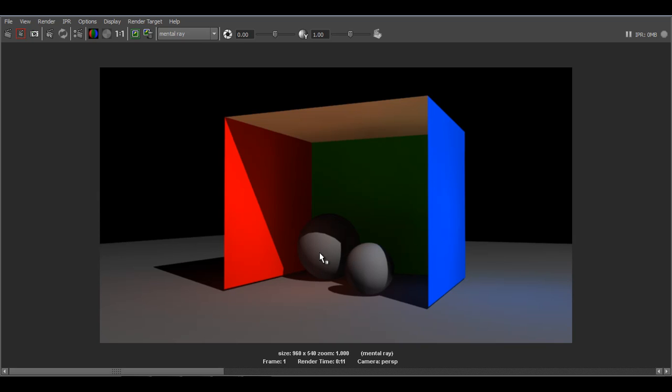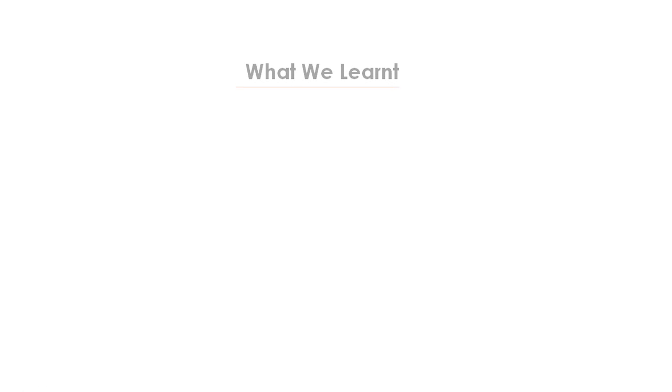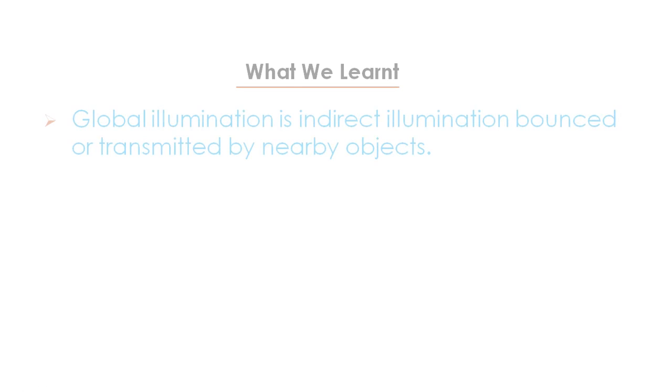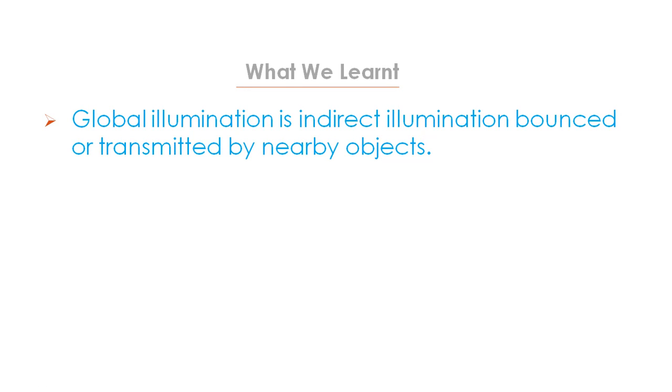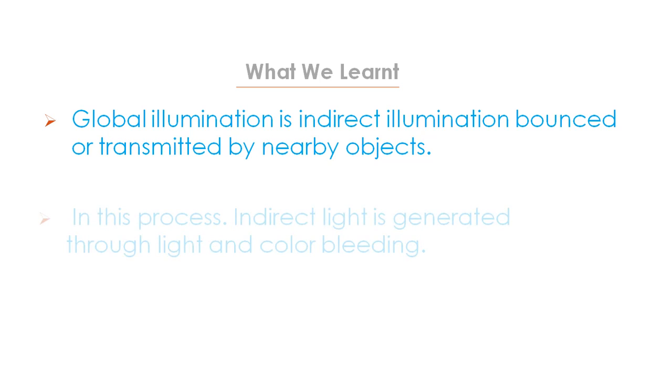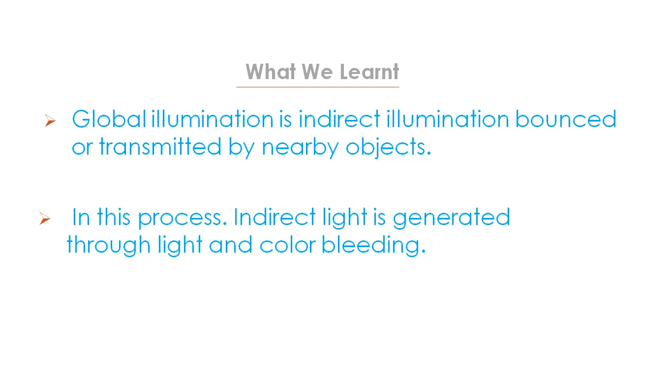So this is how you can create a global illumination in a scene. This is a basic concept. We can explore it further in interior and exterior also. So let us see what we have learned in this video. What we learned in this video: we have seen that global illumination is indirect illumination, bounced or transmitted by nearby objects. In this process, indirect light is generated through light and color bleeding.